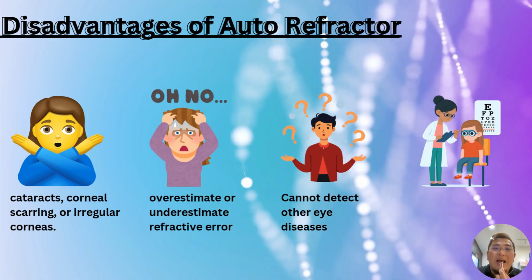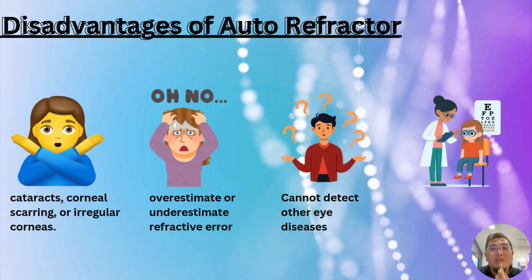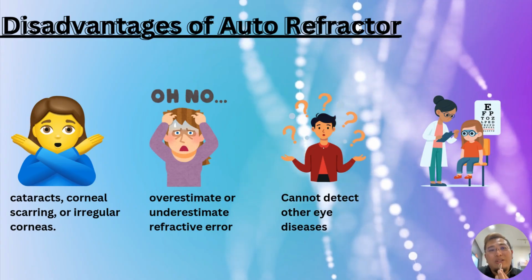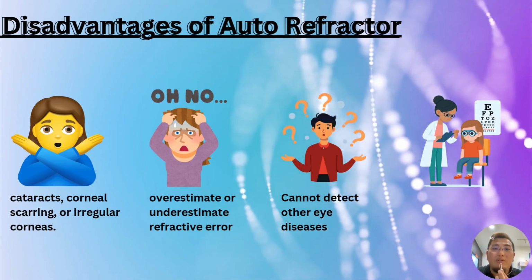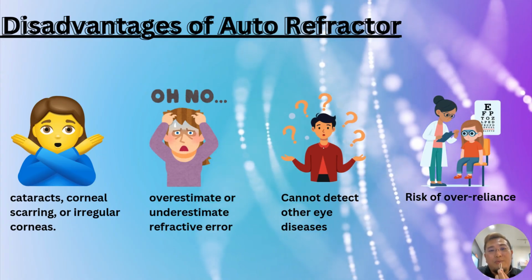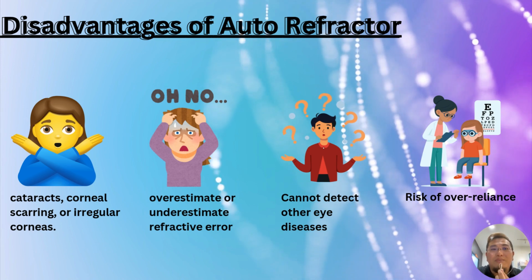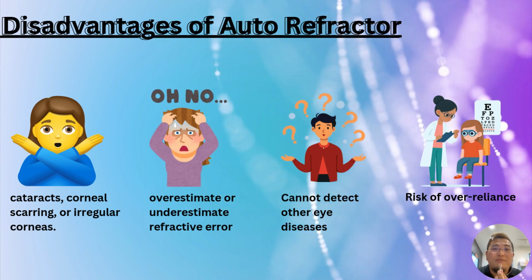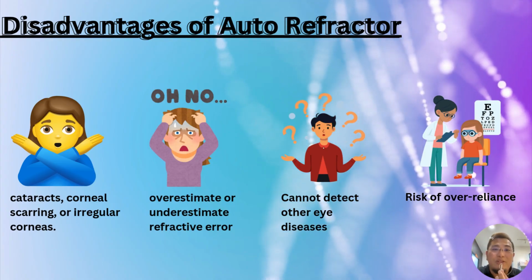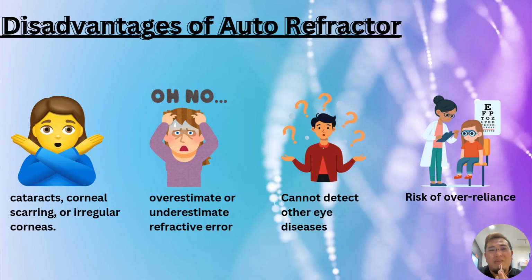The autorefractor cannot detect other eye disease. It only measures the refractive status. It does not check eye health. Conditions like glaucoma, retinal disease, or dry eye will go unnoticed. This is a risk of over-reliance in some practices. The measurements should always be confirmed and refined through subjective refraction by a trained eye care professional. So, autorefraction alone should not determine the final prescription.